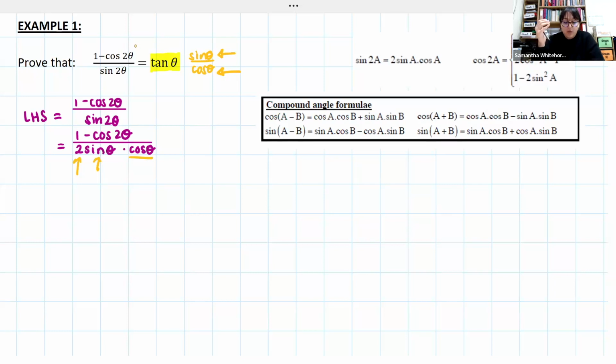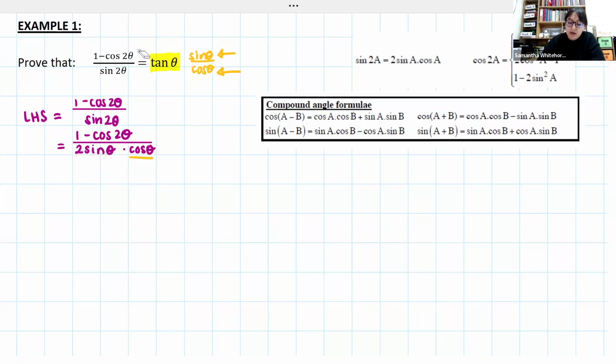Or I want to have a situation, I don't know, my brain just had a brain fart. So in my numerator, I want to choose a cos double angle that is going to allow me to introduce the sine theta that I want in my numerator and help me simplify away that 2 sine theta that I don't want in my denominator.